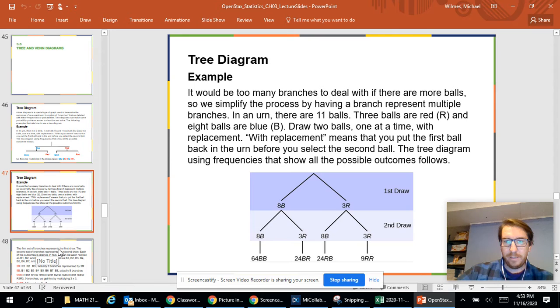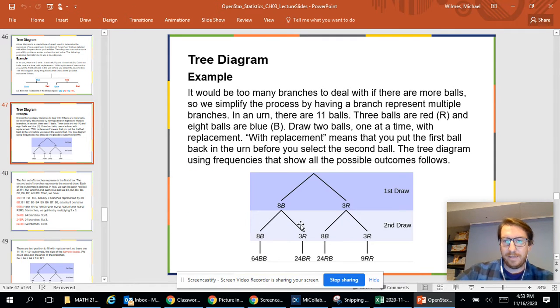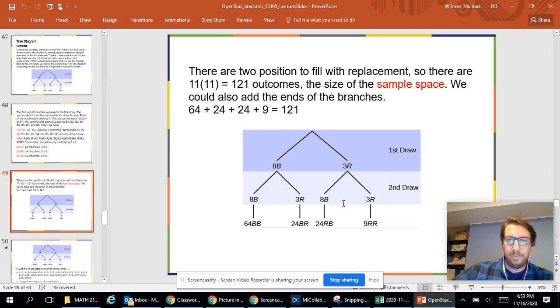All right, so we're going to use this to calculate some probabilities. Here's our sample space. Sample space is all of the possible outcomes, and this explains what all of our pieces mean. So 3R represents the 3 different ways to get a red. You can get red number 1, red 2, or red 3, and 8B could be all the different 8 blues, and so on. 9RR is all the different ways to get the 2 reds. As I said, adding up our 9, 24, 24, and 64, we get 121, which makes sense because 11 times 11 is 121.